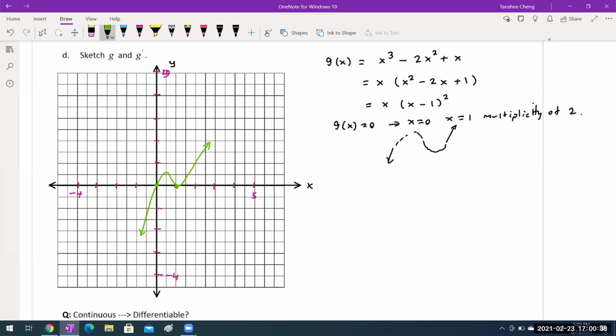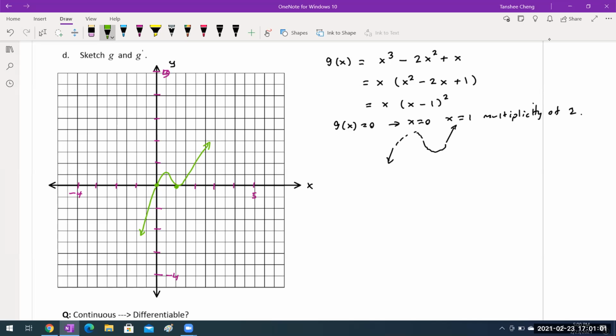Later on, in chapter 3, we will be able to find the local maximum and local minimum using the first derivative test, to find out exactly where the peak is going to be, and how this graph is going to be concave up or concave down. But right now, it's just a sketch with what we learned previously and what we got right now.